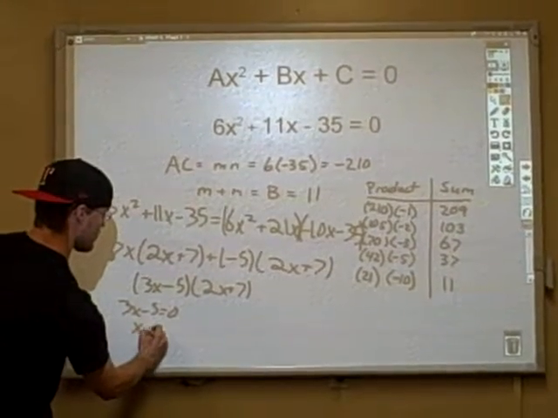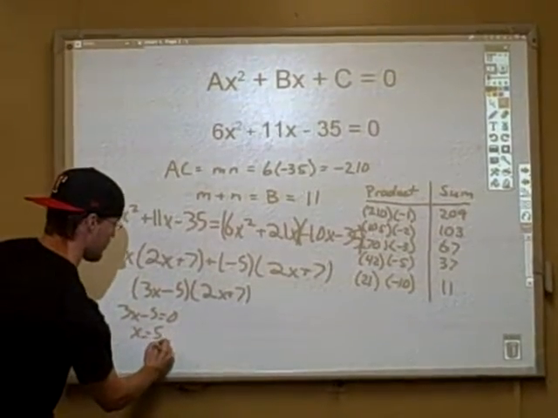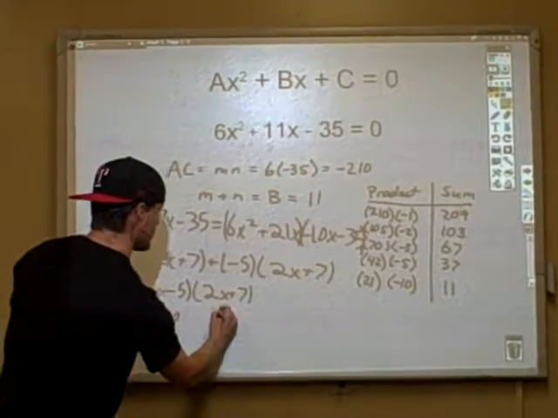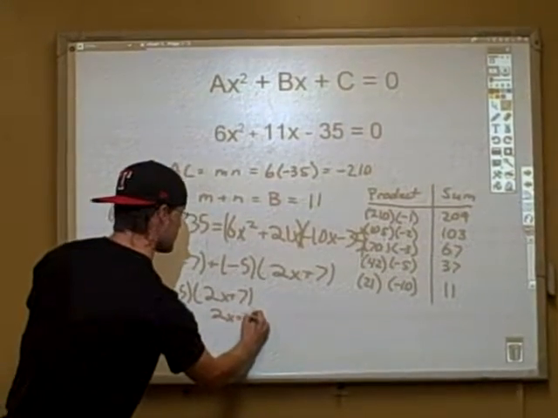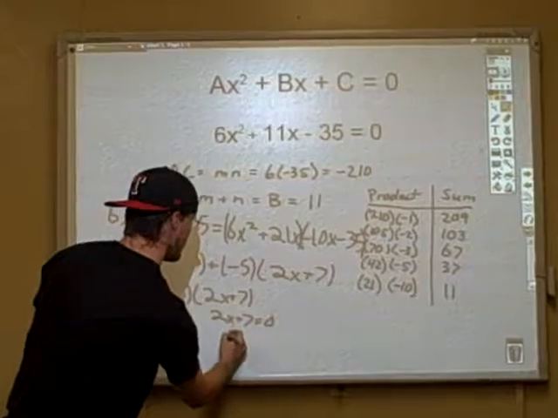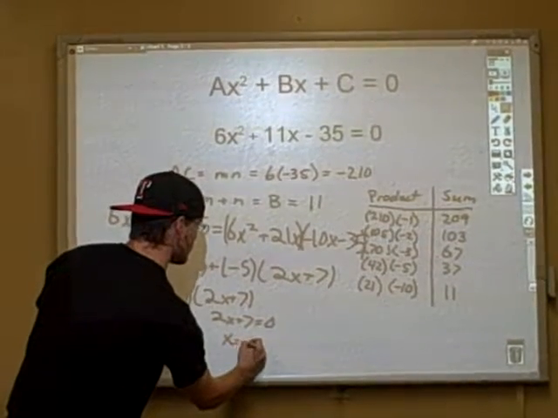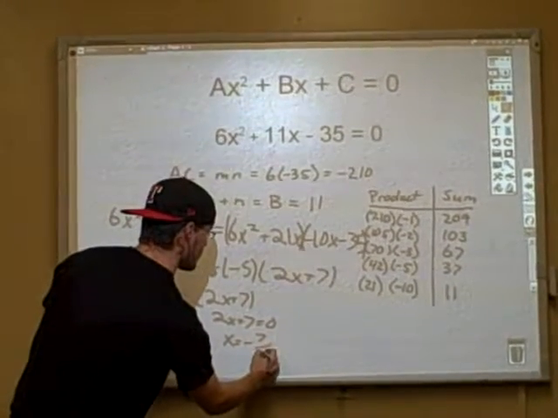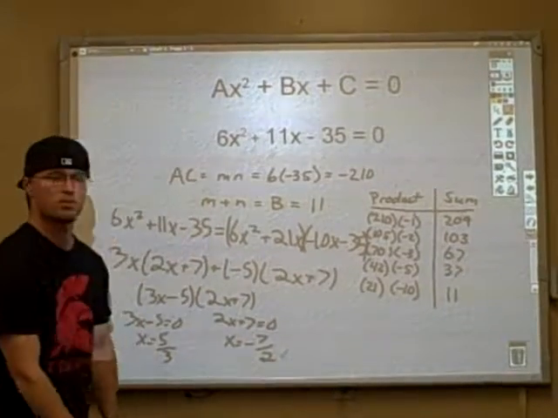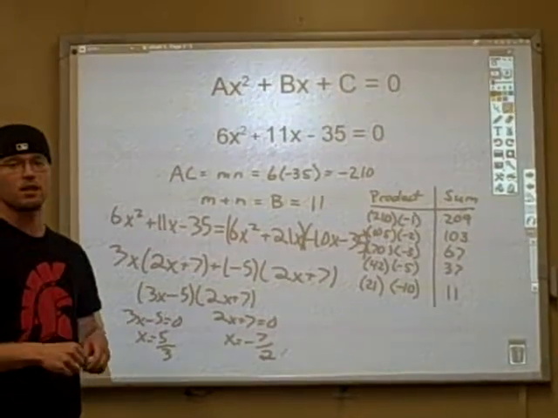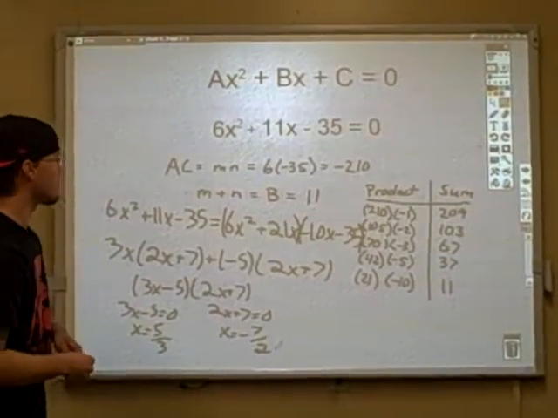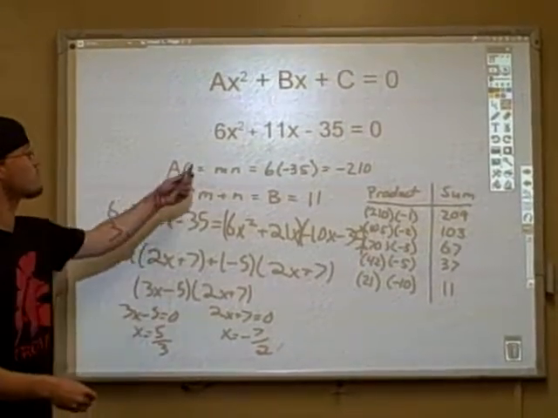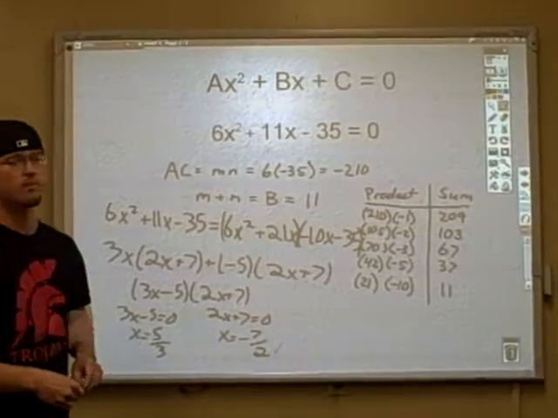So x equals 5/3. And then our 2x plus 7 equals 0. This x equals negative 7/2. So as we see, using our handy-dandy AC method, we found our factors for 6x squared plus 11x minus 35.